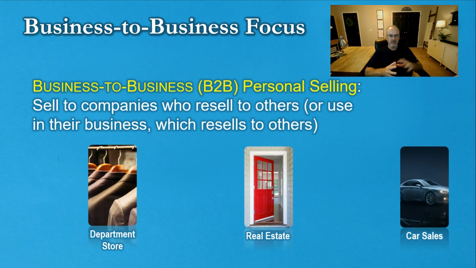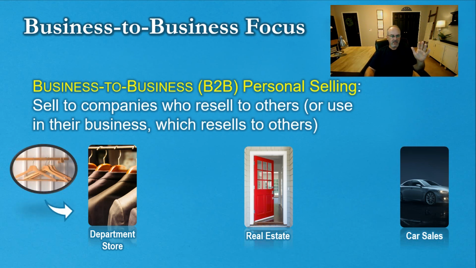Now let's take these three examples that I just gave you of retail sales, and look at how those can be changed to business sales. Let's say that your job is to go into department store chains like Kohl's or Walmart or Target, and you're selling them the hangers that they use to hang their clothes on. You see, they're buying that so they can use it in their business. They're not buying that directly so they can go home and hang it in their closet. So if you worked for a company that made hangers and you called on businesses that used hangers in their business, that would be business to business. You see how that works?